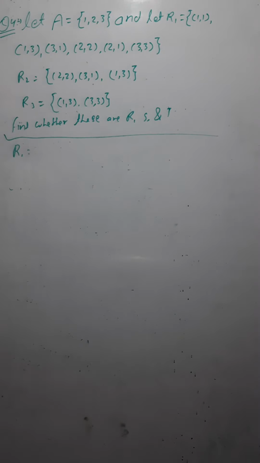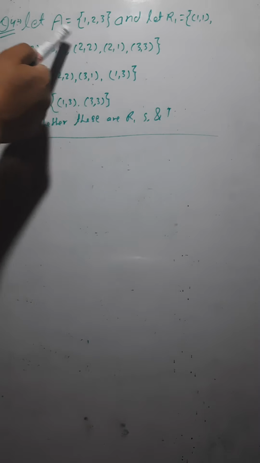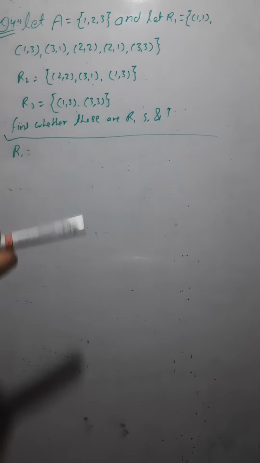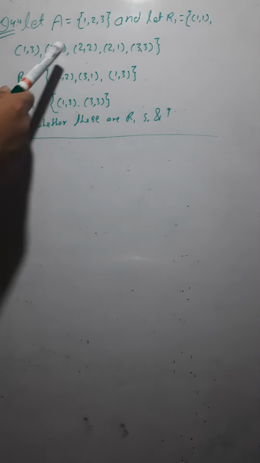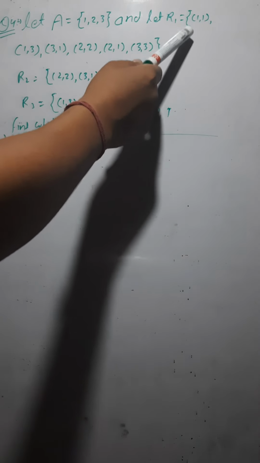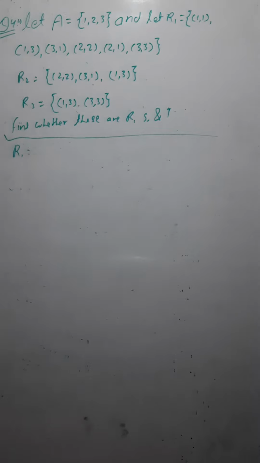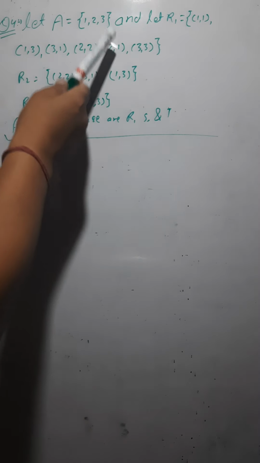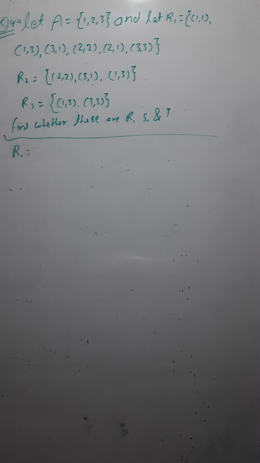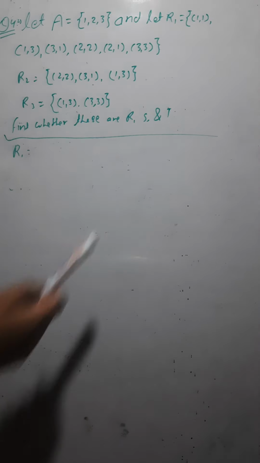Now we would discuss the fourth question here. The question is: let A be the set which contains 3 elements 1 comma 2 comma 3. Then you have been given a relation R1, and in relation R1 you have the ordered pairs 1 comma 1, 1 3, 3 1, 2 2, 2 1, and 3 3. These are the ordered pairs in the relation. Similarly, the second and third relations are given. So find whether these are reflexive, symmetric, and transitive.